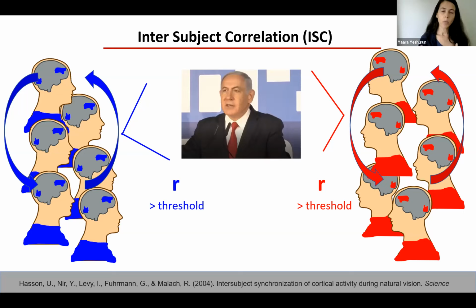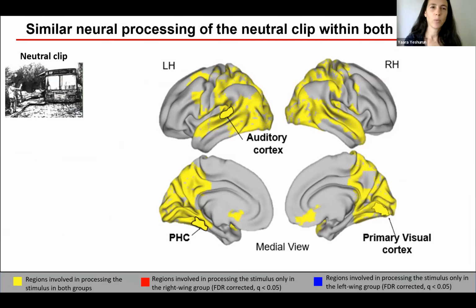Then on the second step, we did a t-test between these two correlation values in order to identify regions that were involved in processing the stimulus only in one group and not in the other. And here's what we got.